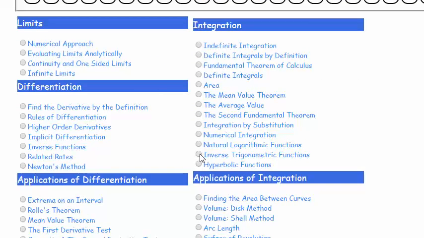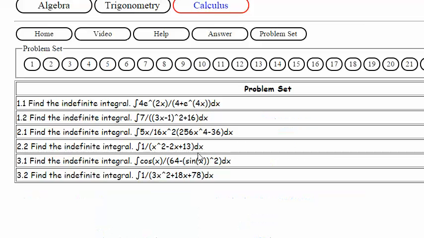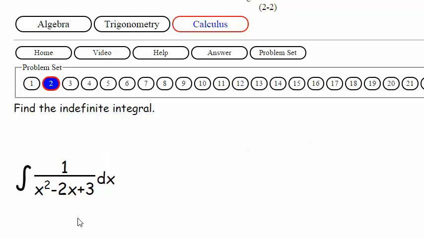Let's go down to inverse trigonometric functions and look at 2.2. This is find the indefinite integral. So what can we use here to figure this out? Of course, the clue is we're doing inverse trigonometric functions, so you should at least have an idea what the answer is going to look like.